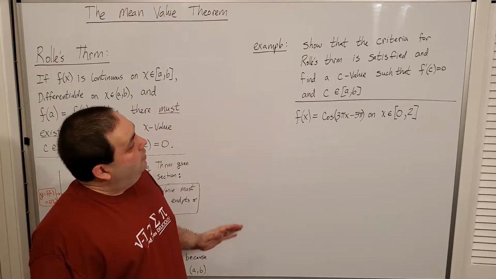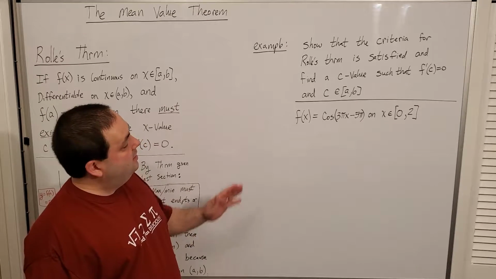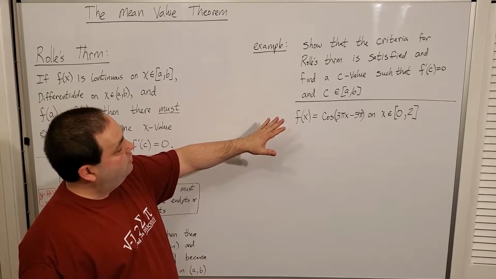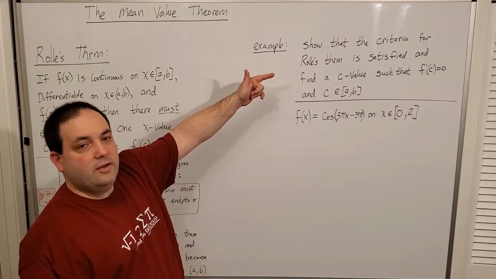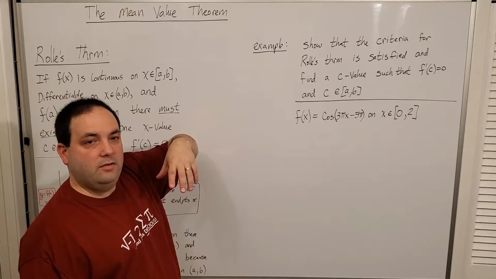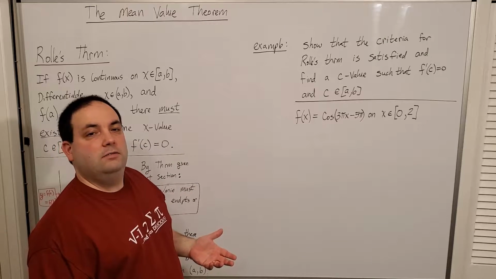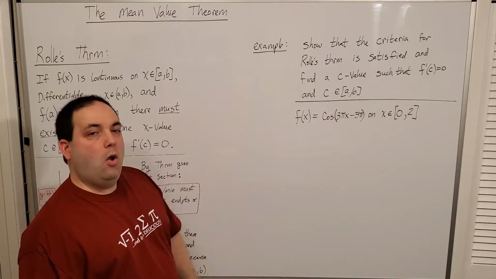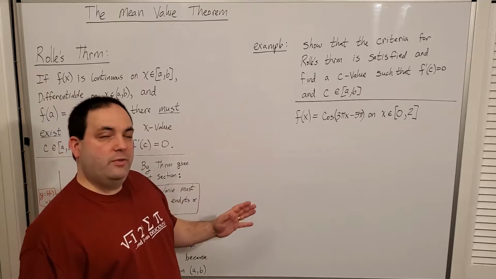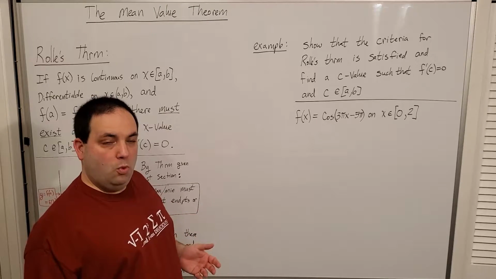Okay, so here's how you approach one of these theorems, and you're going to use it on a function. First, you have to show that all of the conditions, the criteria, are satisfied. And then once they are, you can follow through with what the guarantee wants to give you.